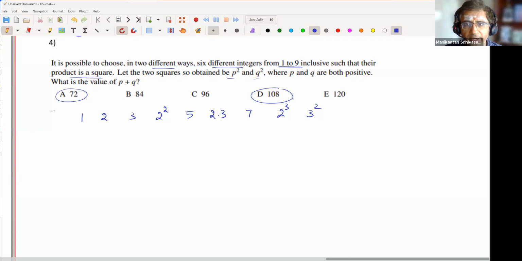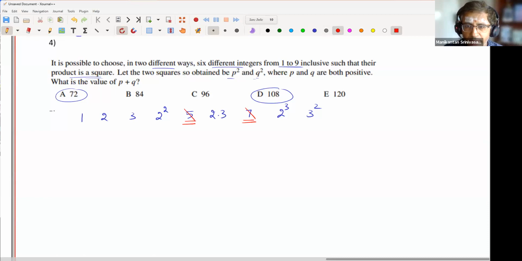Now, the product is a perfect square, right? So clearly, 5 cannot be in that 6, because 5 does not have a pair. And 7 is also prime, so 7 also cannot be. So 2 numbers are ruled out.